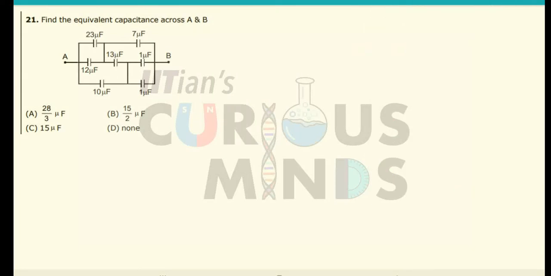Find the equivalent capacitance across AB. First of all, before we simplify the circuit, understand that these two capacitances are in parallel, and over here these two capacitances are in parallel. Okay. So if I redraw the circuit, it will look somewhat like this.